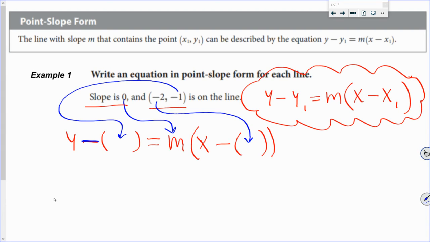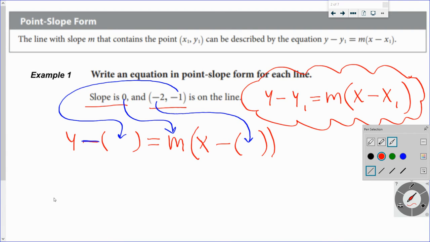So when we look at it, honestly, the x and y coordinate is reversed if I pull it out of the equation. Let me show you what I mean by that. Okay, so when I put the correct values in, it's y minus, okay? Now remember, my y value there is -1, so y minus a -1. Okay, and that equals, my slope is 0. And x minus, and my x coordinate there is a -2.